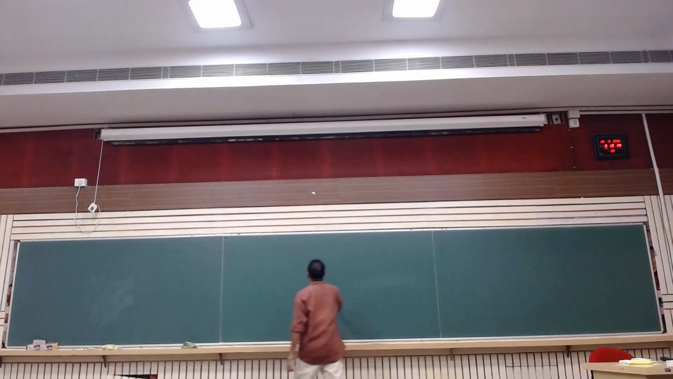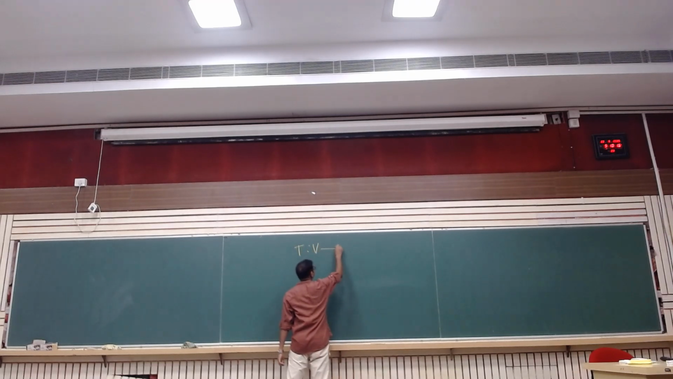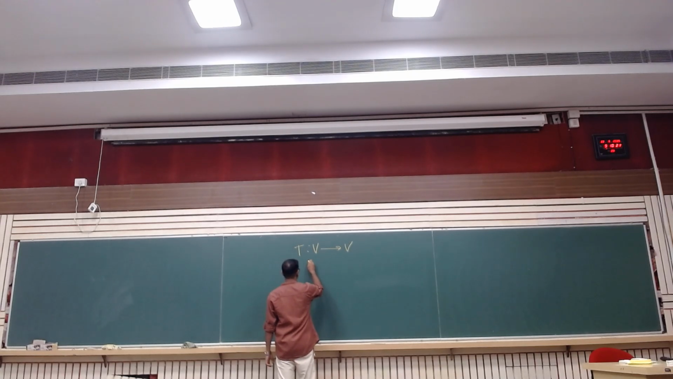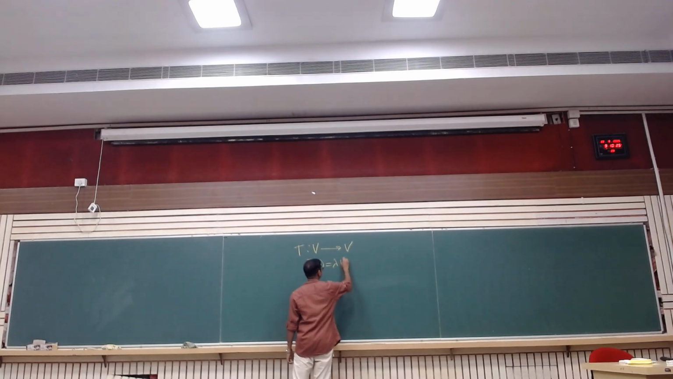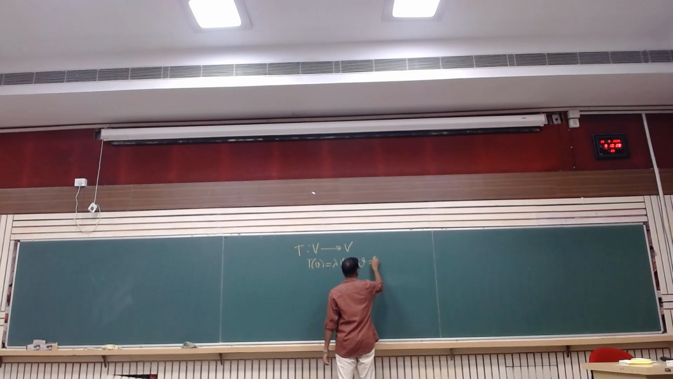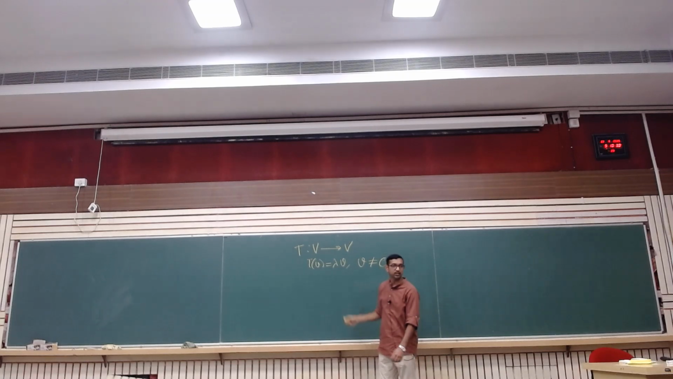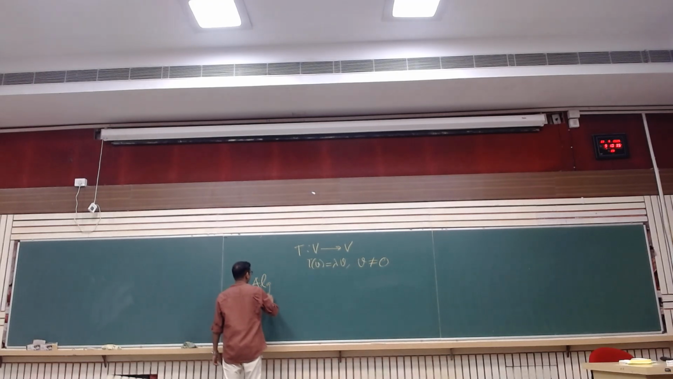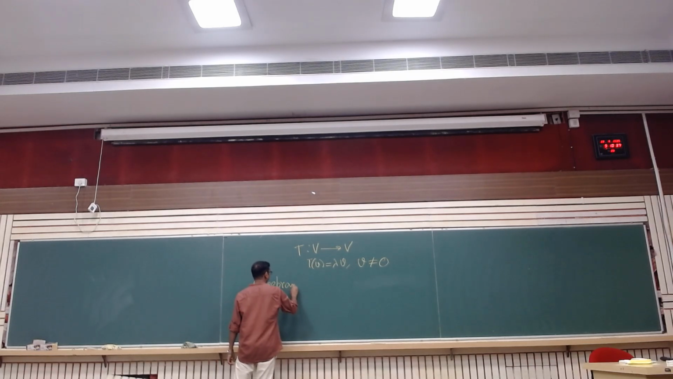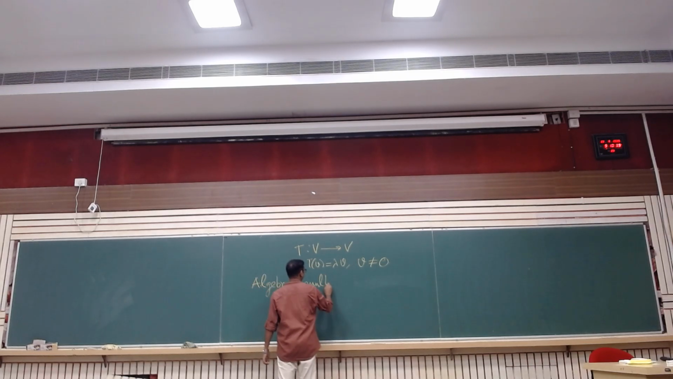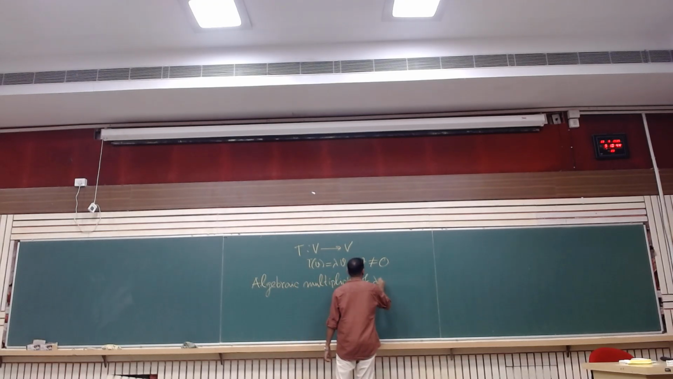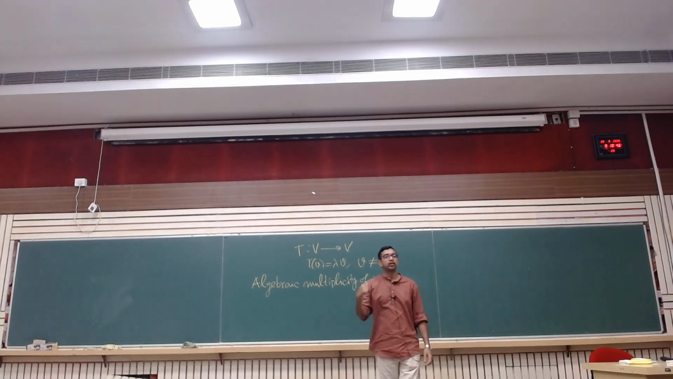Suppose T from V to V is a linear operator, and suppose T of V is lambda V for some V not equal to 0. That is, suppose V is an eigenvector of T. Can you define what is its algebraic multiplicity of lambda, this eigenvalue?